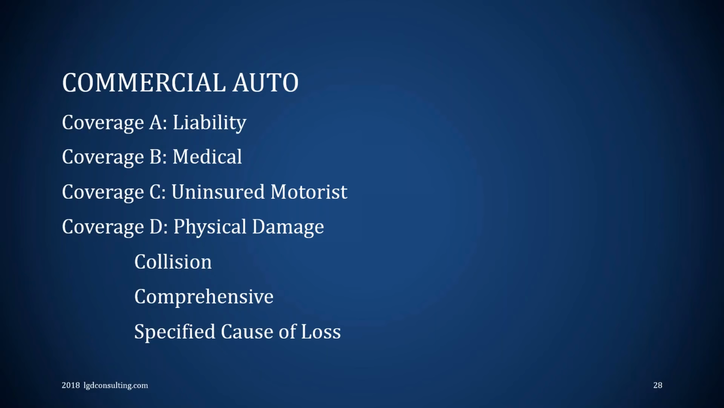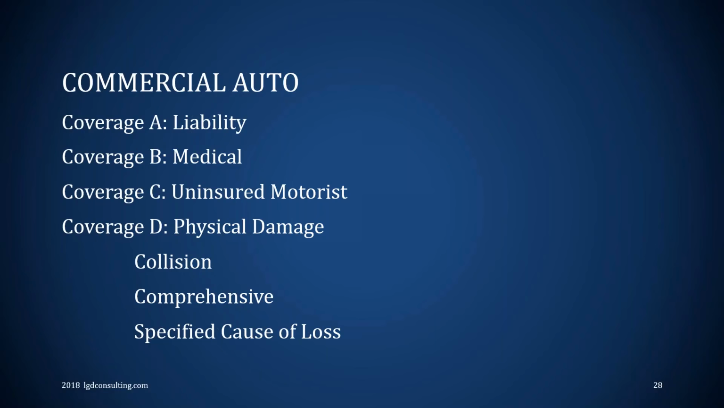Coverage D is physical damage. Right? We have collision in case you damage your car because you hit something. We have comprehensive coverage, which is when something damages your car that's not related to collision. And then we have a really limited type of cause of loss form for your autos, which would be specified cause of loss. And so it's kind of a very limited named peril type of coverage for your company cars.